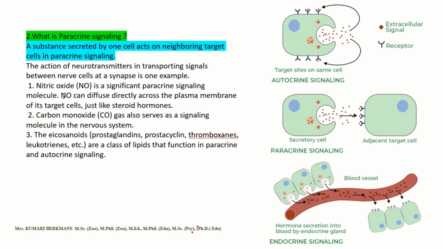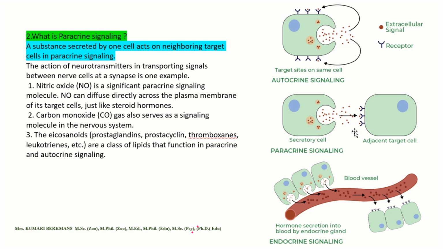You can see here nitric oxide is a significant paracrine signaling molecule. This nitric oxide can diffuse directly across the plasma membrane to its target cells. If it is released, it directly diffuses through the plasma membrane and enters the target cells. For example, steroid hormones that are released will directly enter the adjacent cell through the plasma membrane.